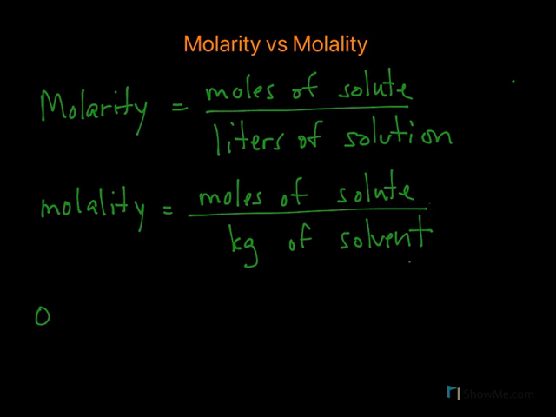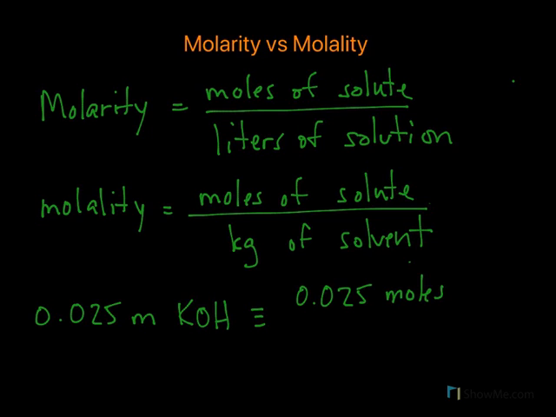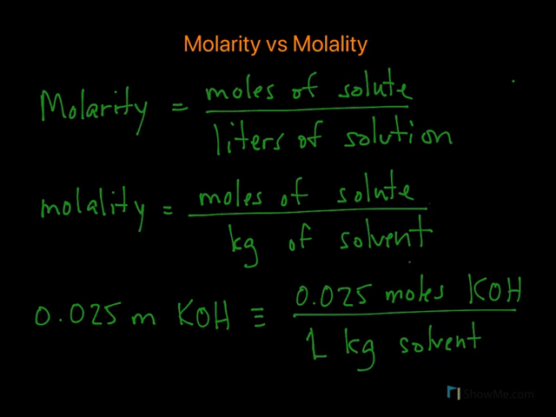If we say that we have a 0.025 molal of potassium hydroxide, this means we have 0.025 moles of potassium hydroxide divided by 1 kilogram of solvent. And usually, most of the time, the solvent we're talking about is pure water. And molality is designated as a lowercase m.